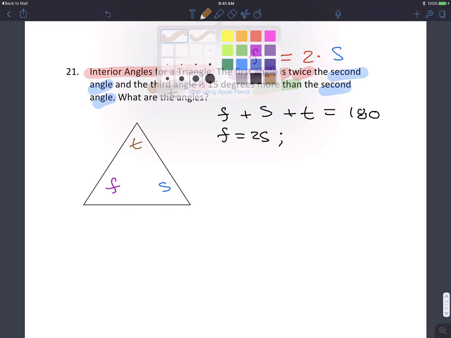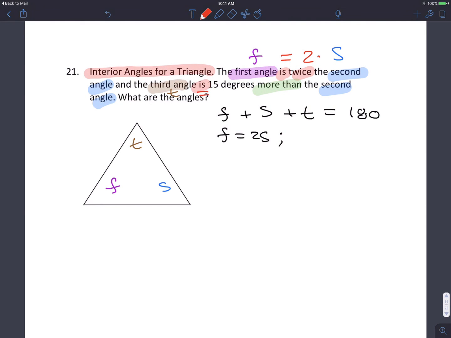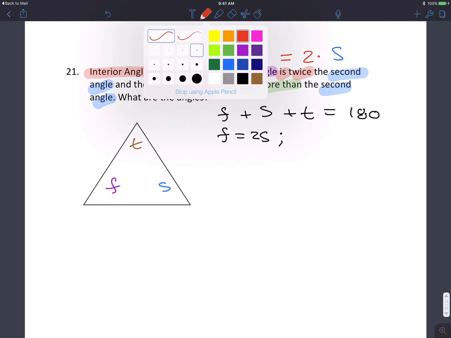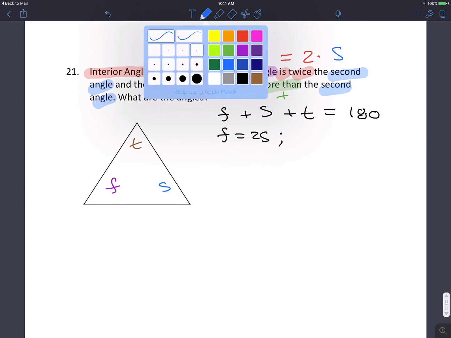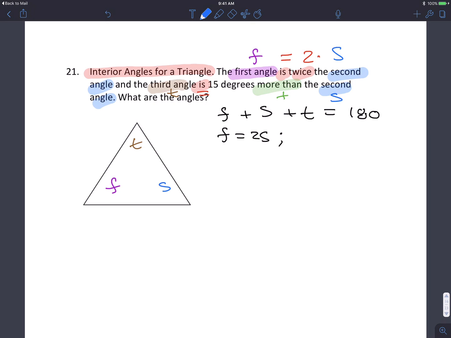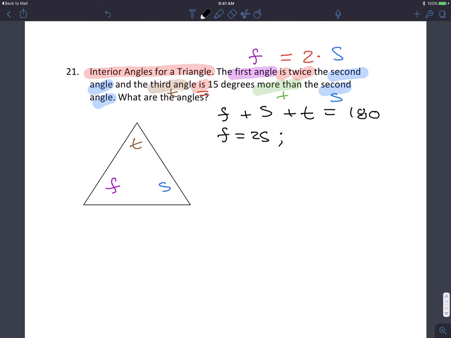And we need red. T is 15 degrees more than. We know what more than means. That's addition. And the second is in blue, so that's S. So we're going to get the equation now. It's going to say the third is 15 more than the second. That's S plus 15, because for more than we switch the words, 15 degrees and second.